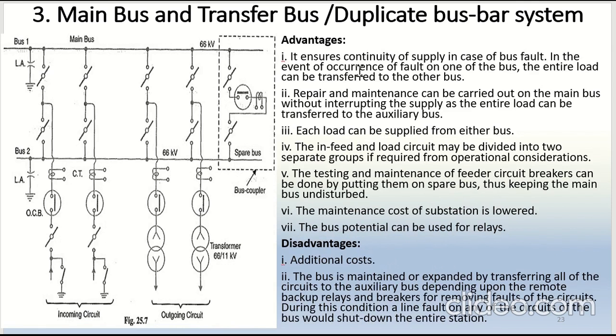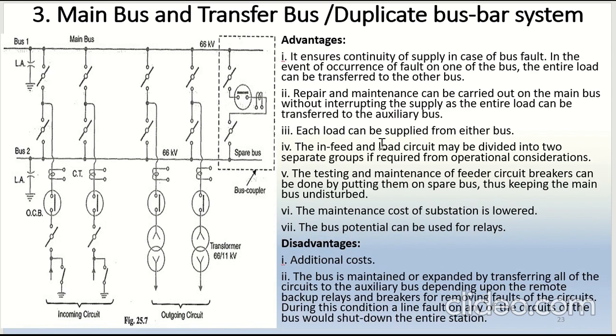The advantages: it ensures continuity of supply in case of a bus fault. In the event of a fault on one of the buses, the entire load can be transferred to the other bus. Repair and maintenance can be carried out on the main bus without interrupting the supply, as the entire load can be transferred to the auxiliary bus.